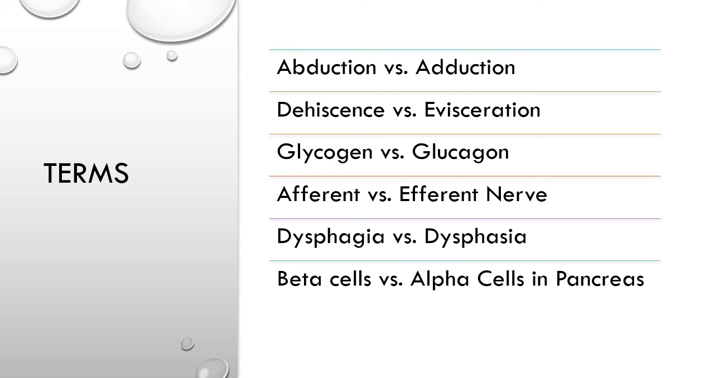Afferent versus efferent. So afferent is heading towards the central nervous system, so I like to say it's coming at it. Efferent is away, so it's exiting the central nervous system. So if we can look at that E and think exit, then I'll remember it's going away.